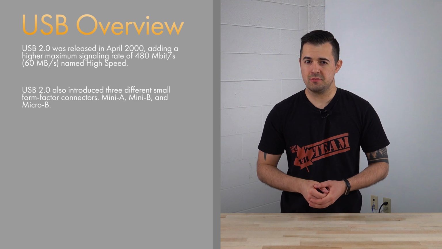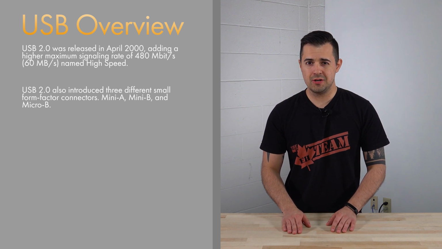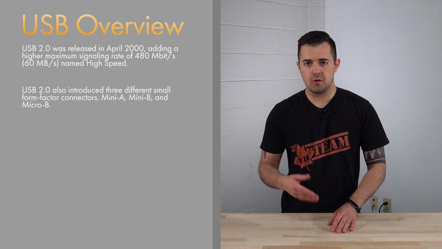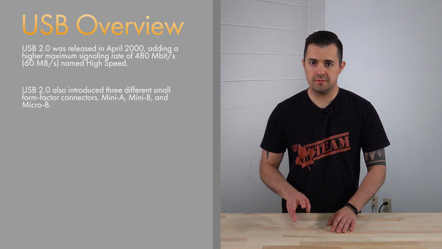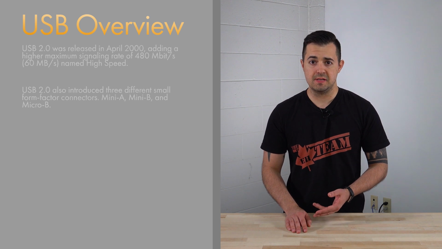Then in 2000, USB 2.0 was released. This had an increased transfer rate up to 480 megabits per second, which is incredibly fast compared to the old USB 1.0 connection speed. Along with its introduction, they also released two different connection types, USB-B Micro and USB-B Mini.